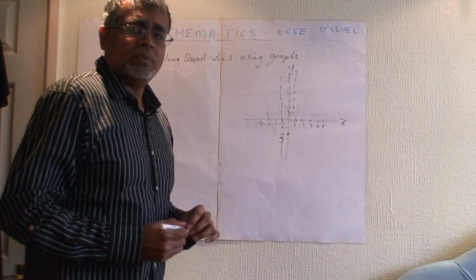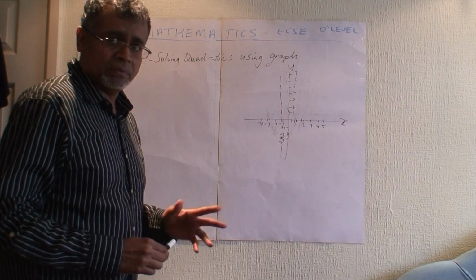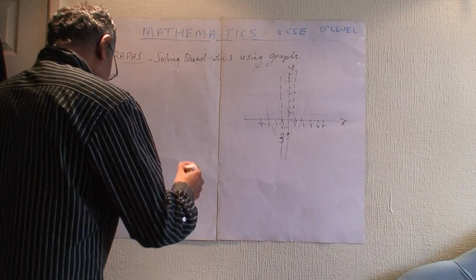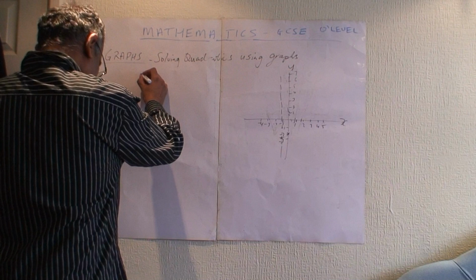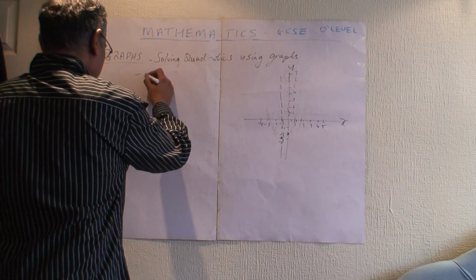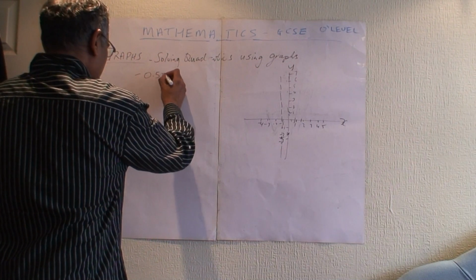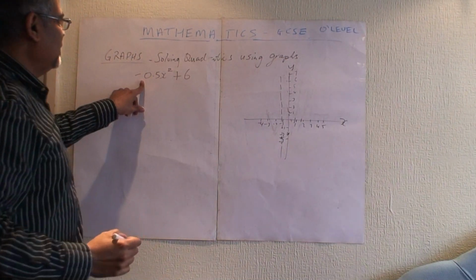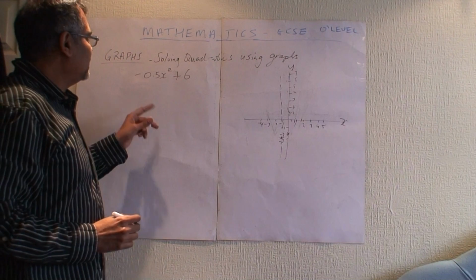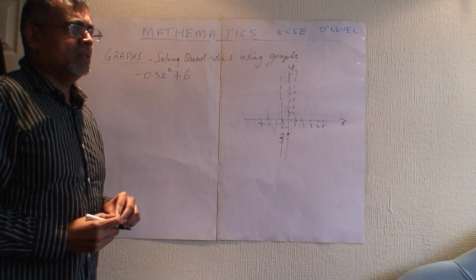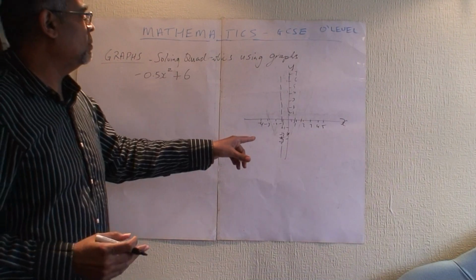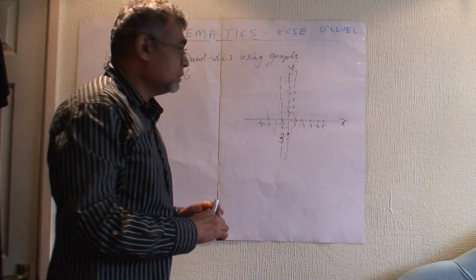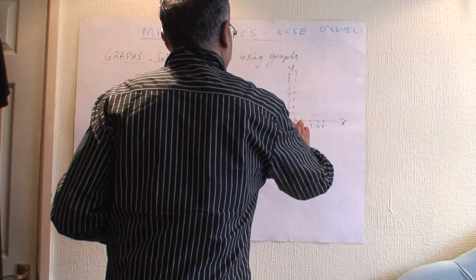Okay, so here we have a quadratic expression that's slightly different from the others we did before. We have a negative value here. Now, if there's a negative value, the graph will be different. The graph is going to look a bit different.